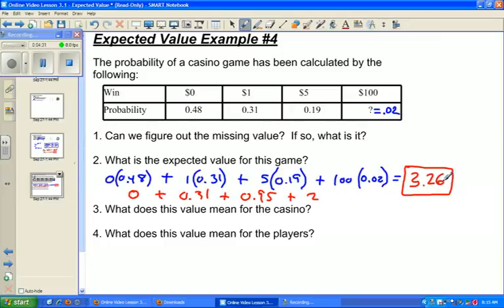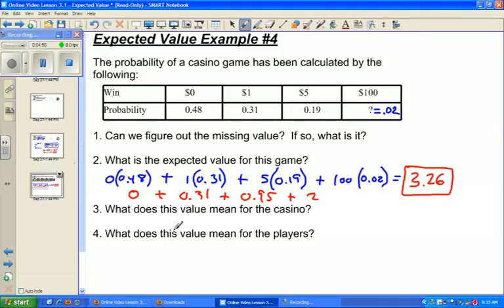So automatically you know that in order for them to make money, they need to make sure that they charge more than $3.26. How much do they charge? That's totally up to them. They want to charge a value more than $3.26 that makes them money, but also don't want to charge too much because they want people to still play the game.